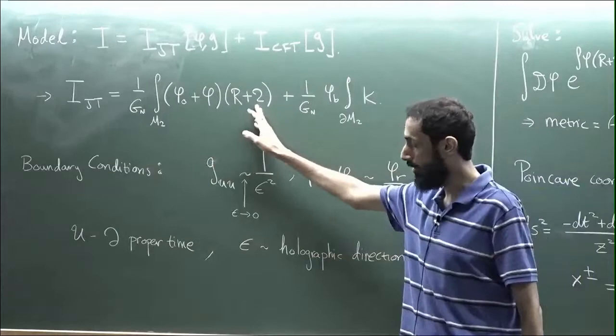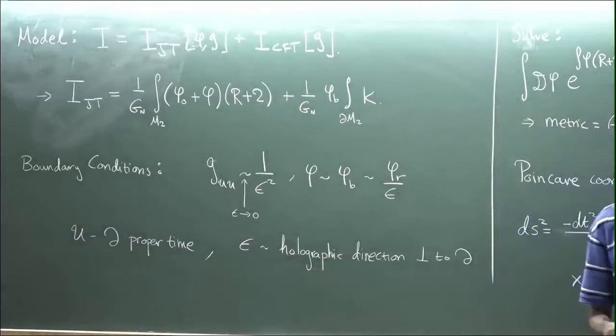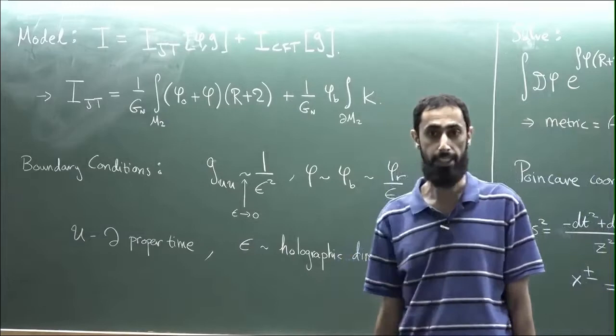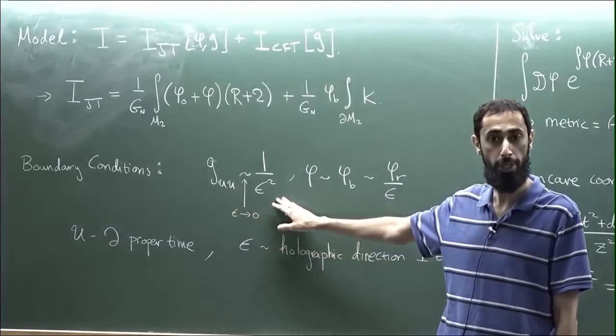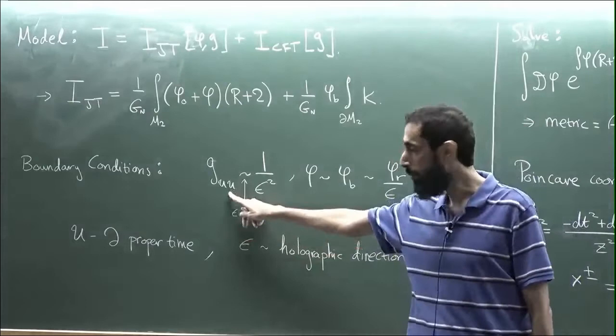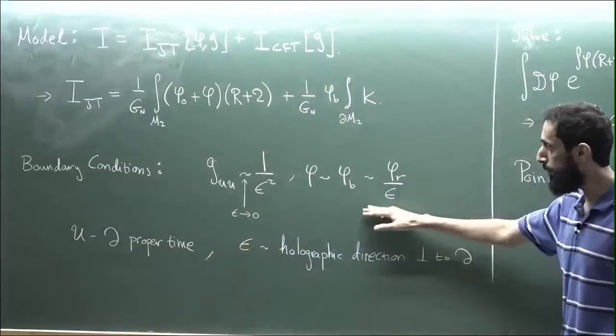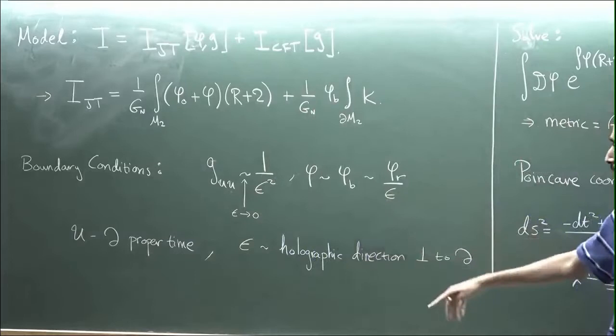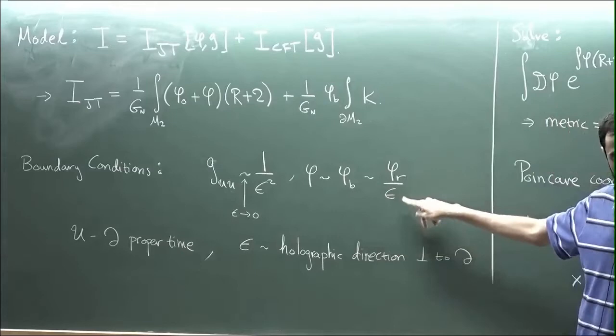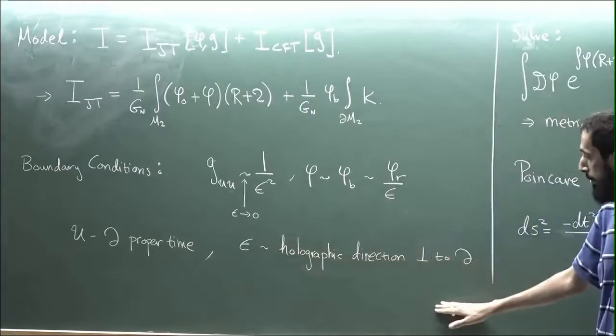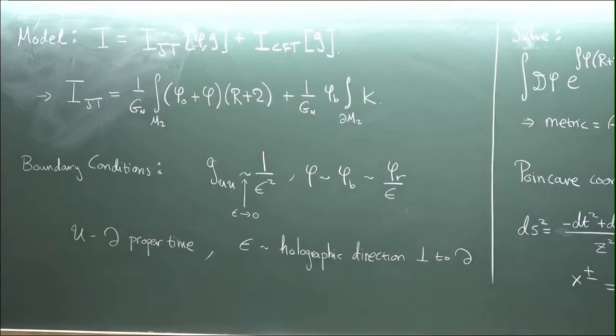In solving this theory, one needs to impose boundary conditions. This is what we do usually in AdS/CFT. We say, for example, that the metric near the boundary goes as 1 over epsilon squared or 1 over z squared, so it's asymptotically AdS. And this is the g_uu component, where u should be thought of as the boundary proper time. And we also need to impose conditions on the dilaton. So the statement is that the dilaton also goes as 1 over epsilon, so it goes to this value phi_b, and phi_b is some constant phi_r divided by epsilon. All of this is in the limit as epsilon goes to zero, and I should have said epsilon is like the holographic direction orthogonal to the boundary. So it's like the z coordinate in Poincaré coordinates.